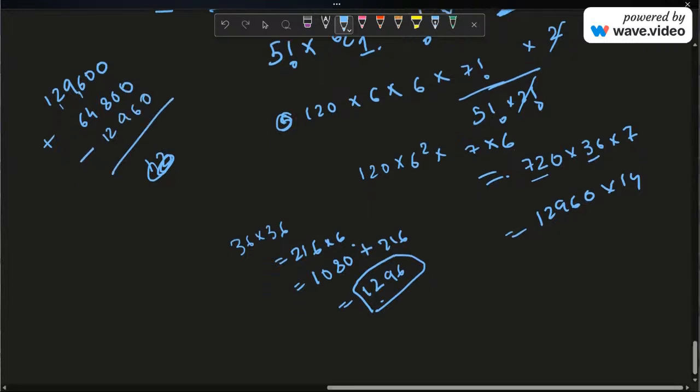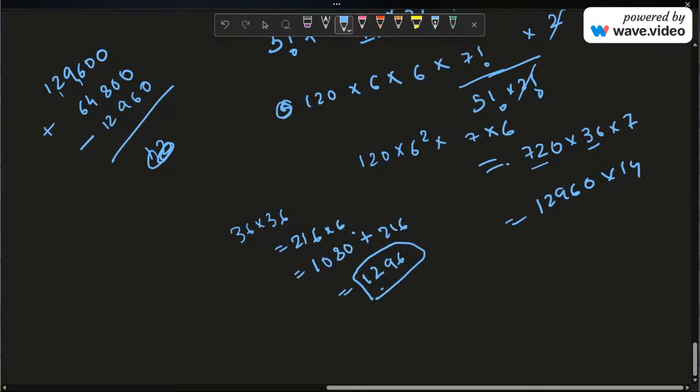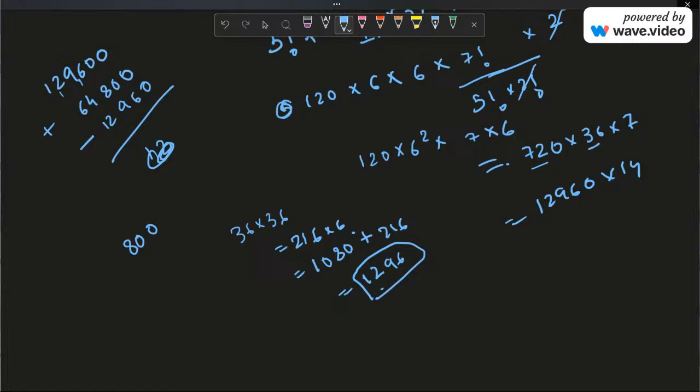So let's add them up first. Adding them, we get two zeros at the end. 14, 1 carried, 14, 1 carried, 6 to 8, 1, 9, and 1.